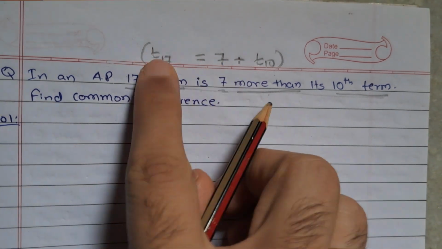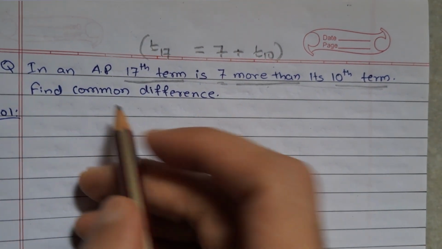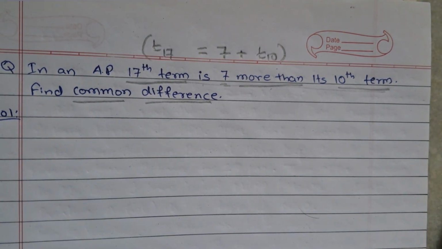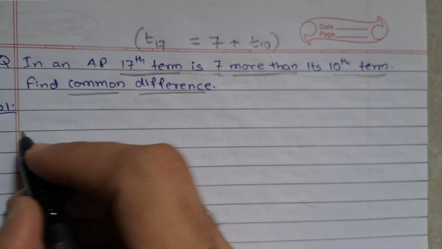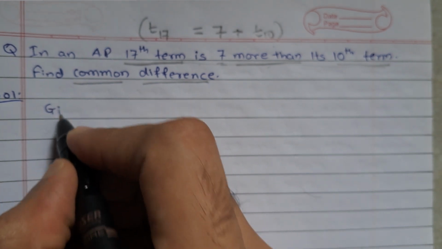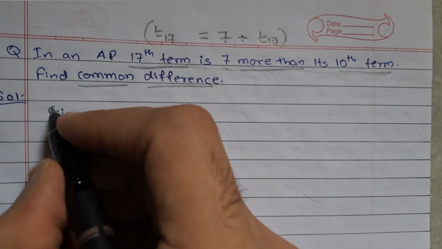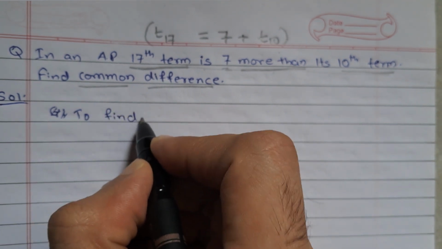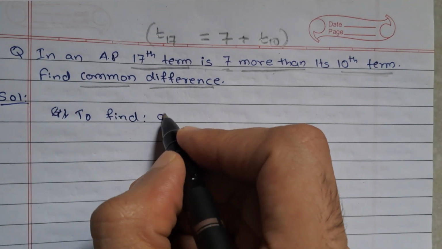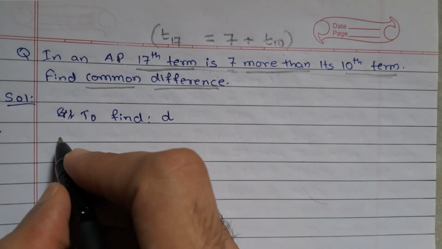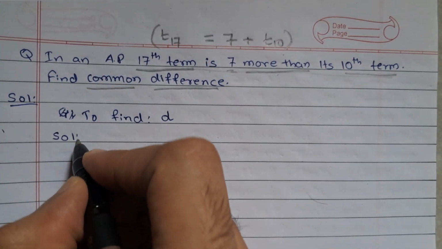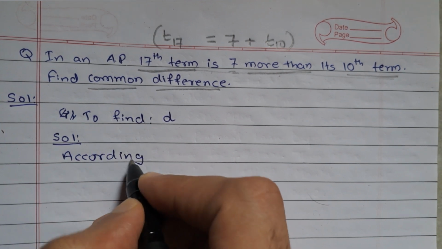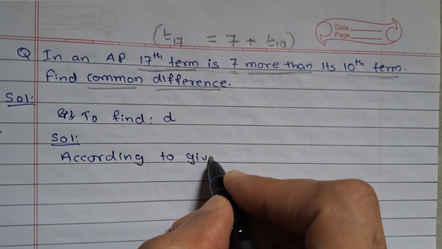Okay, this is something that we'll have to use. But let's see what the ultimate aim over here is. Here the aim is to find the common difference. Okay, it looks very easy. Let's begin. Here there is nothing like given, so I will simply say to find. What I need to find here is the common difference, and the common difference is denoted by D. So here is what my solution will start with: according to the given condition.